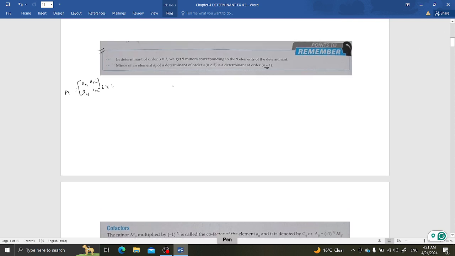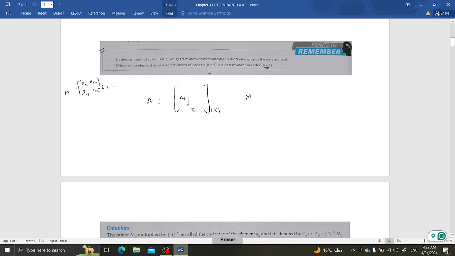Okay, so that's why the size is n minus 1 for any order n. And why are they saying n greater than or equal to 2? Because if you are taking 1 cross 1, then only one element is there. And if only one element is there, then by removing that one row and one column, we are left with nothing.